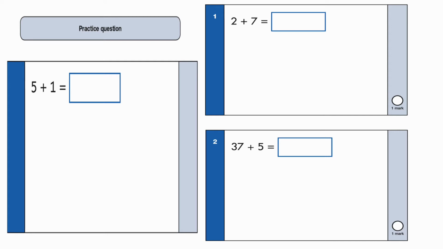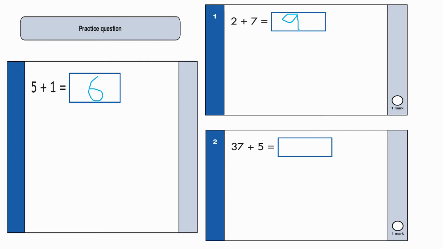We're going to start with the practice question. 5 add 1. Well, if I start at 5 and then I count 1 up, I get the answer of 6. Okay? So that's my answer for that one. This is question number 1 now. 2 add 7. Well, 2 add 7 gives us 9. Okay? 2 add 7 is equal to 9.